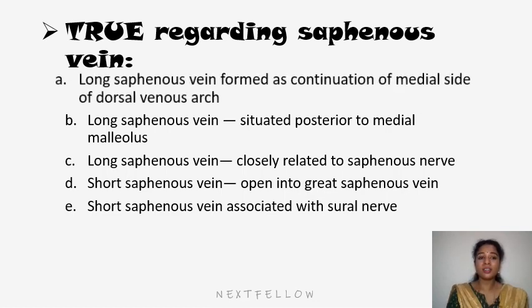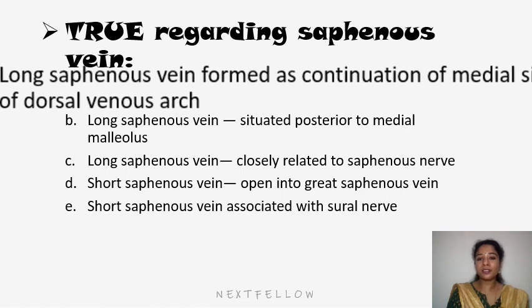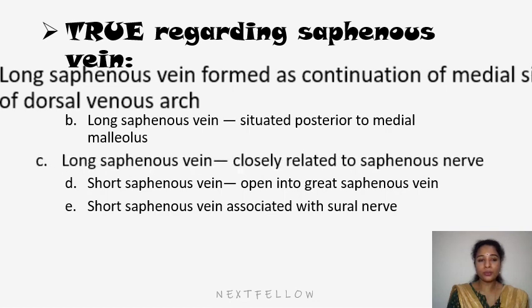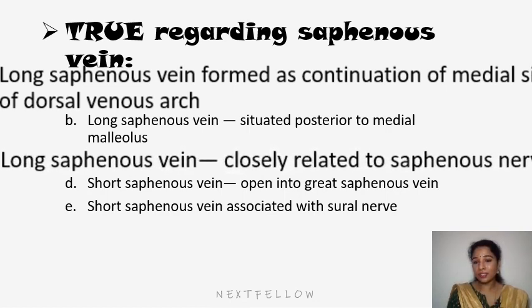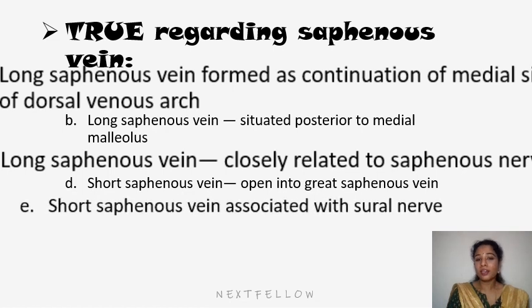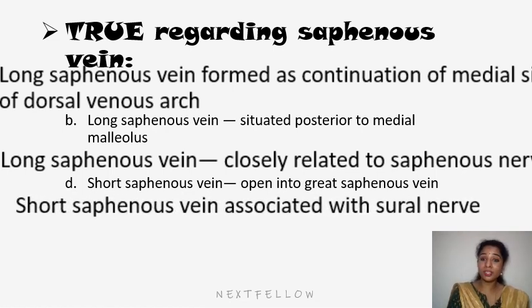So the answers are: the long saphenous vein is formed by the continuation of the medial side of the dorsal venous arch. A is the answer. I hope you all know that. And the long saphenous vein is associated with the saphenous nerve, that is also correct. And the short saphenous vein is associated with the sural nerve. And one thing to be noted, the long saphenous vein is related anterior to the medial malleolus, not posterior. So that's the reason this statement is wrong. And the short saphenous vein opens into the popliteal vein. It doesn't open into the great saphenous vein. So that's why this statement is also wrong.